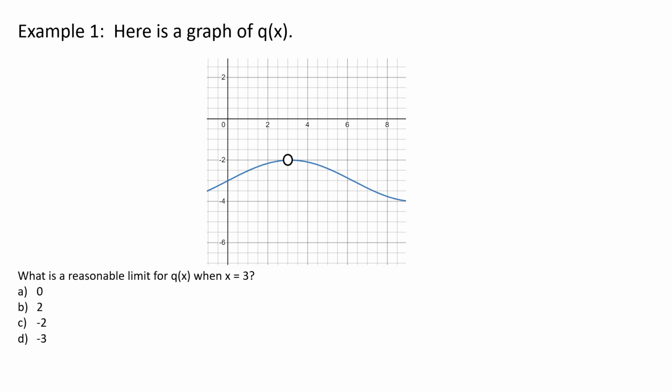Now here I've got q of x when x equals 3. Here's a different equation. It's actually part of a sine wave. Right there, it's approaching x equals 3. Now, what's the reasonable limit for q of x when x equals 3? As it approaches 3, it's approaching -2. It doesn't equal -2, it's approaching -2.